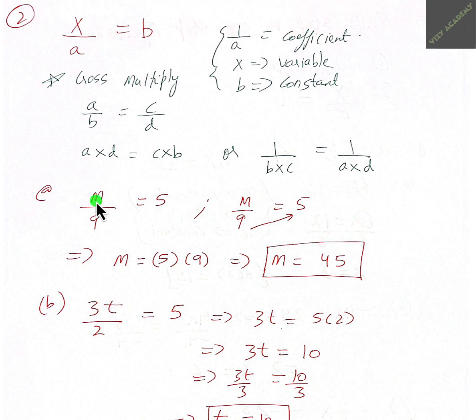So here we have an example, m over 9 is equal to 5. So m is equal to 9 times 5. 9 goes on the other side, gets multiplied by 5. So m is equal to 5 times 9. So m is equal to 45.